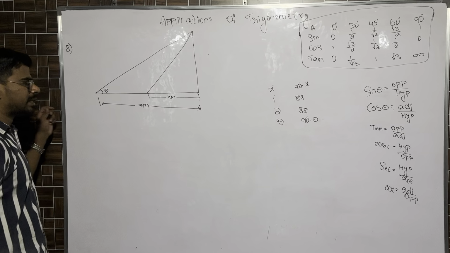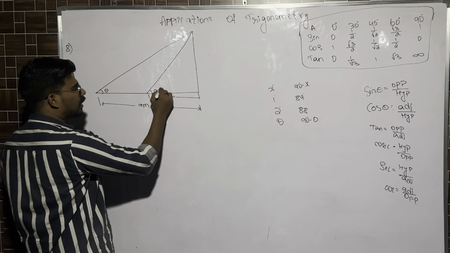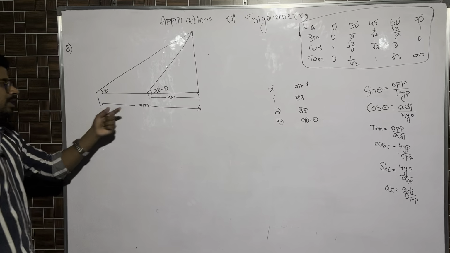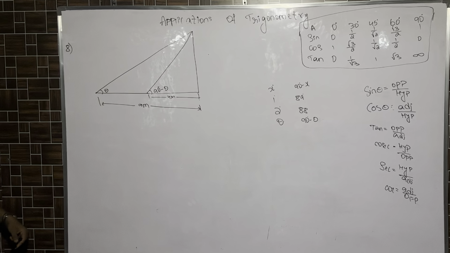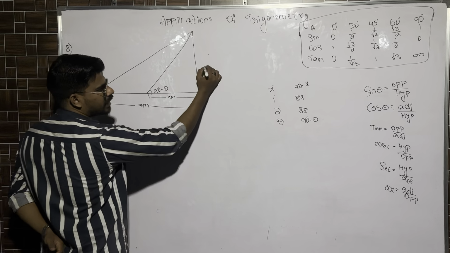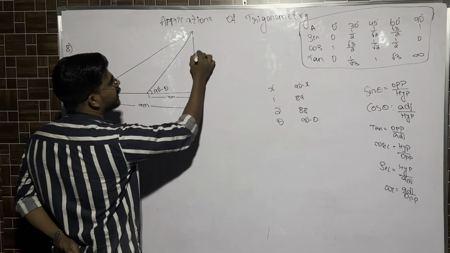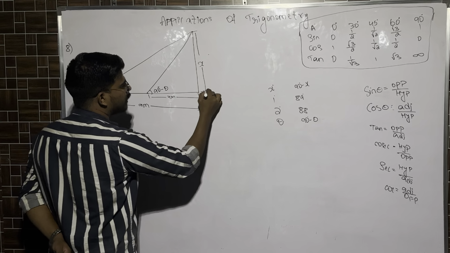Let us take this angle as theta. Another angle is 90 minus theta. One of the distances is 4 meter, the other distance is 9 meter. Now we have to find the height of the tower. This is the height of the tower. Let us take it as x.